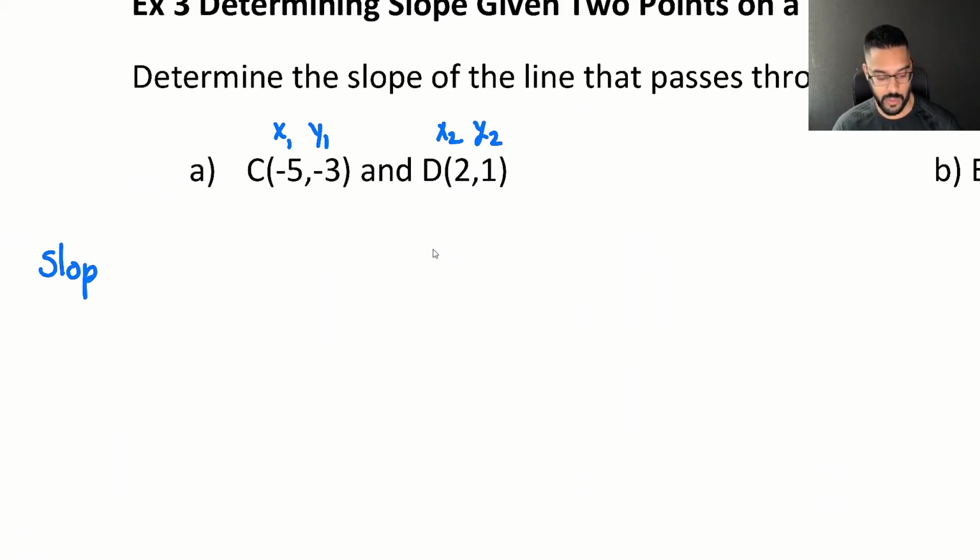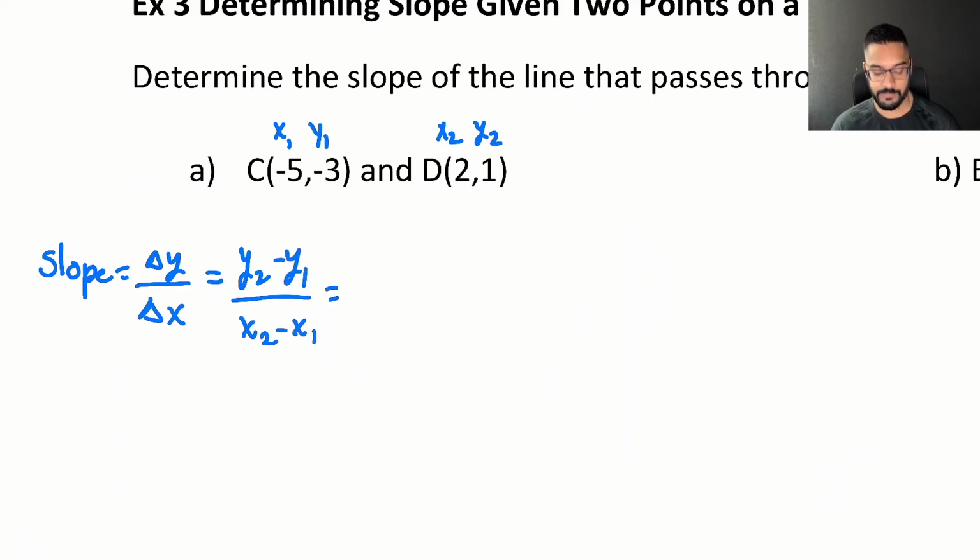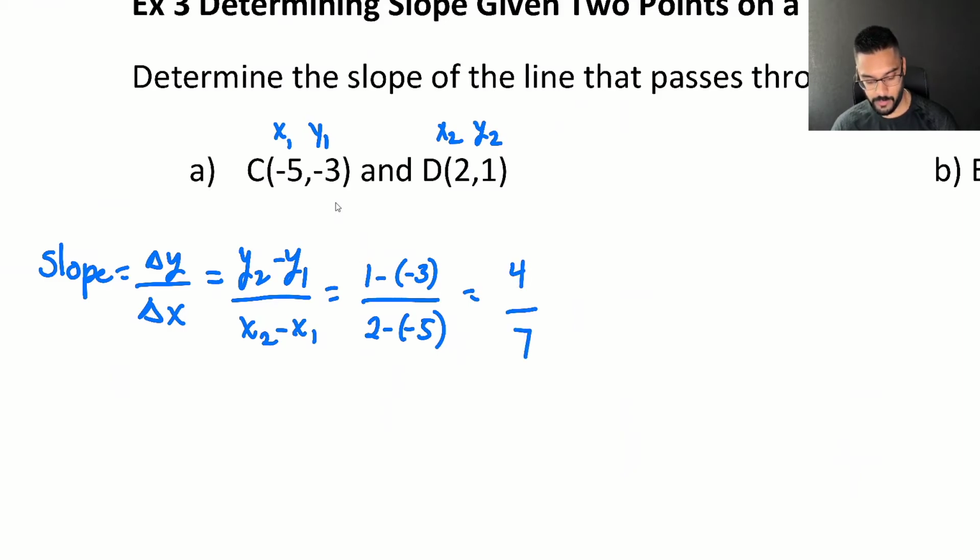Right? So our slope again is that change in y over that change in x, rise over run. So y2 minus y1 over x2 minus x1. Okay, now we can put the points in. So on the top are the rise values, so all of the y's. So 1 minus negative 3. Underneath is the x's, 2 minus negative 5. Okay, so on top you're going to get a 4, on the bottom a 7.